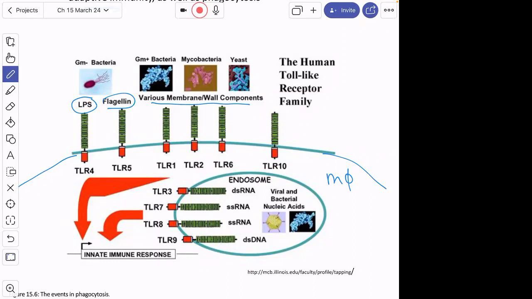So that helps the phagocyte recognize the invader. It will phagocytose the invader into some endosome. And then there are other toll-like receptors expressed inside of the cell on the endosome, like TLR3 and TLR7. They are going to recognize parts of the inside of pathogens.